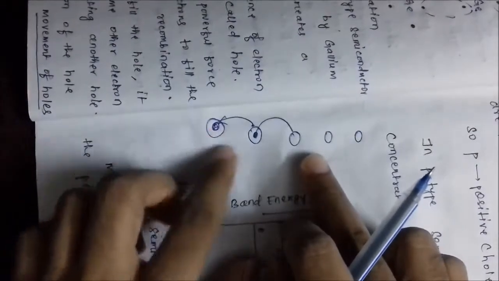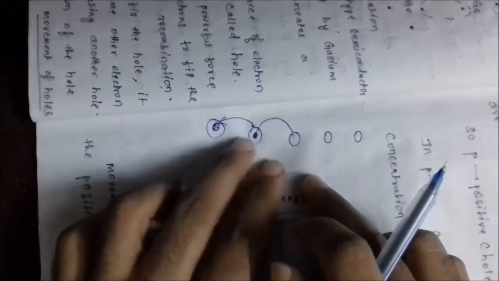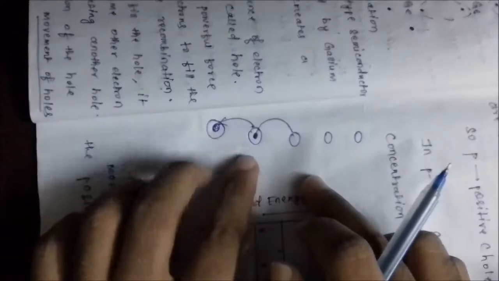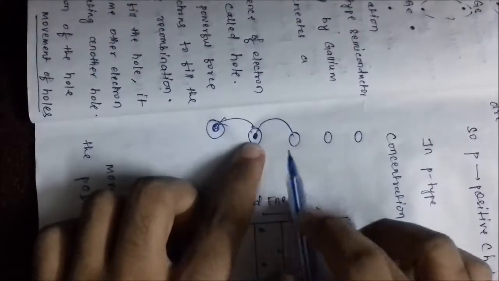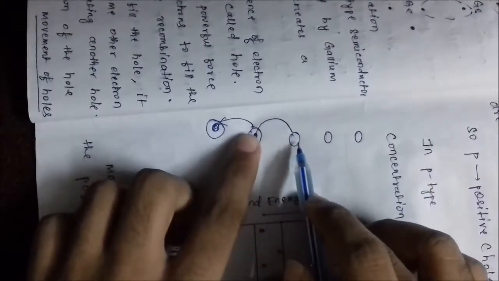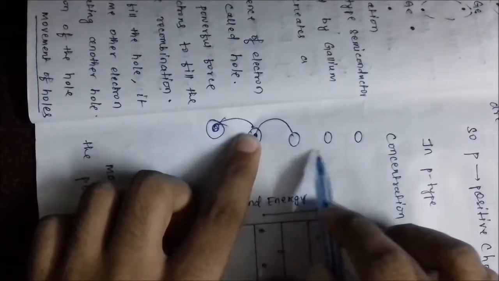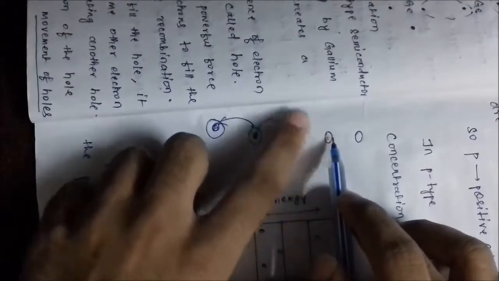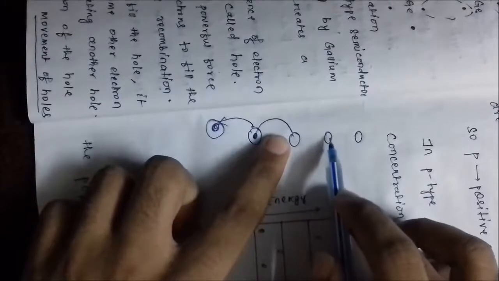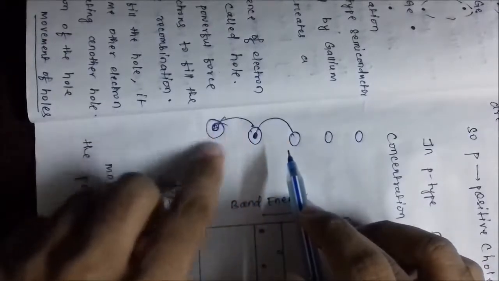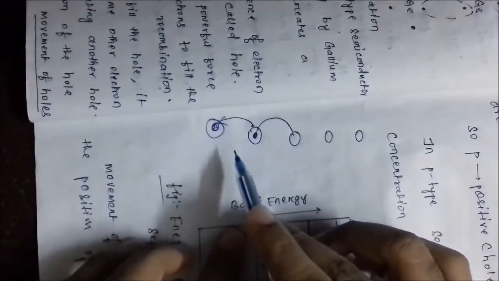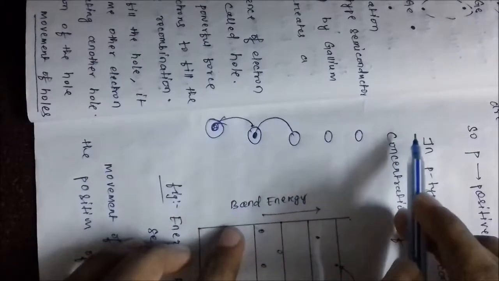The movement of holes is nothing but the change in the position. It's just like this. Let's say there is a hole here. One electron comes, fills that spot, creating another hole here. An electron again comes and fills that spot, creating another hole. An electron from here comes to fill this spot, creating another hole. So the electrons move in this direction while the position of the hole moves in this direction.